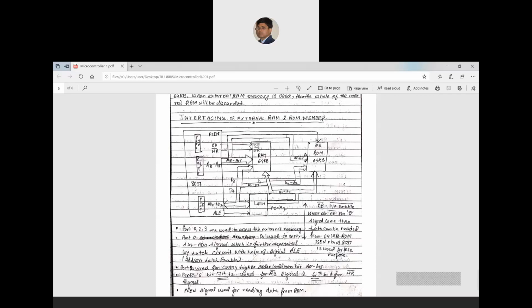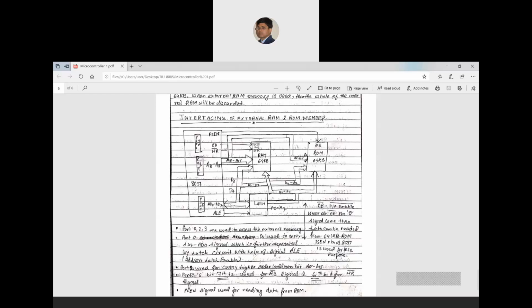Or I am enabling the RAM using the read or write signal. When I try to read something, I enable the RAM through the read pin, and these read or write pins are part of port 3. That's why I have written port 3 here. So the read pin enables the OE, the output enable pin of this RAM, and the complete address is available. After that, I take out that data and it is available at the microcontroller.